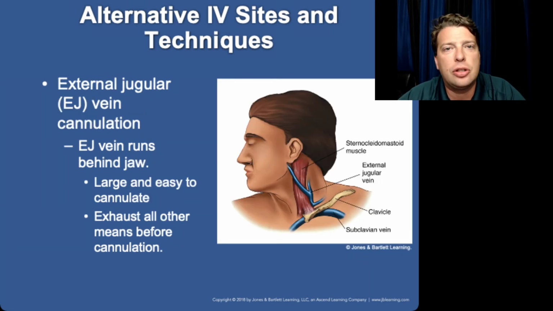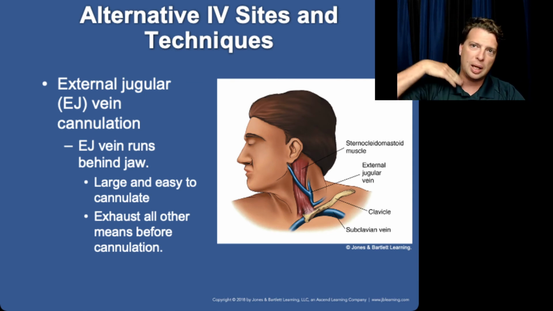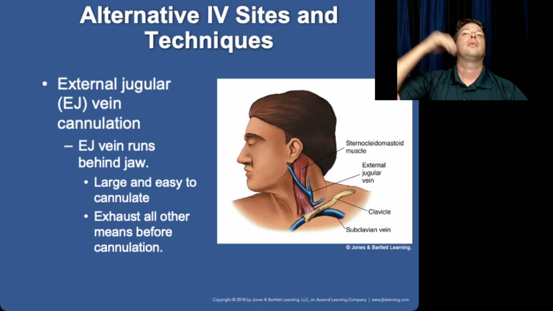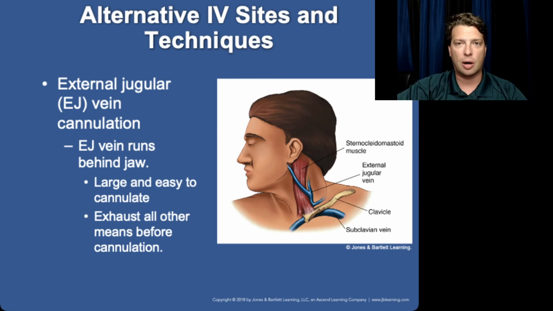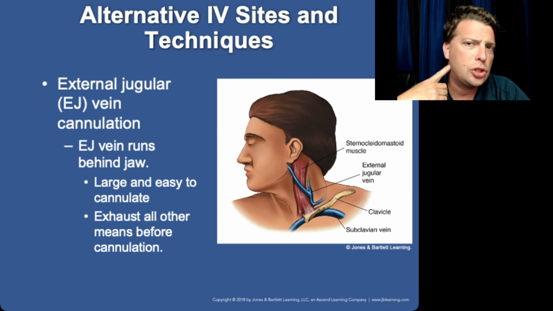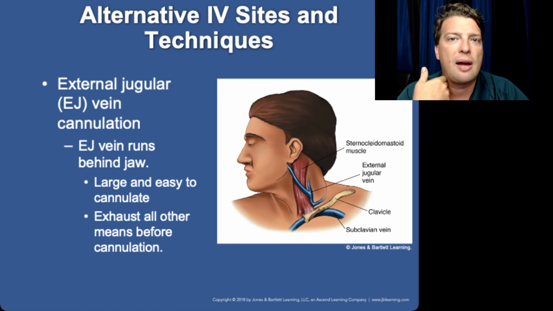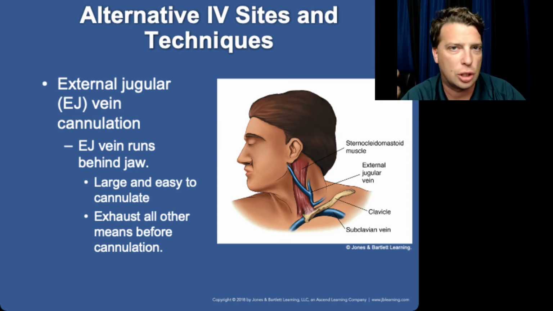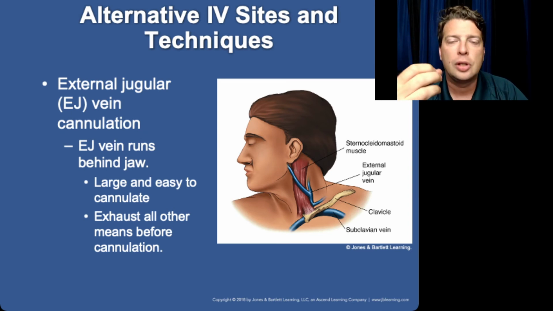So EJs can be used. Remember, the blood in an EJ and the vasculature of the EJ is distal to the brain. All right, so the blood has entered the brain, it is leaving the brain, so it's past the brain, it's going back to the heart. So if you create an issue here in the EJ, let's say it blows, and you don't have an IV there anymore, you're not cutting off circulation to the brain, right?